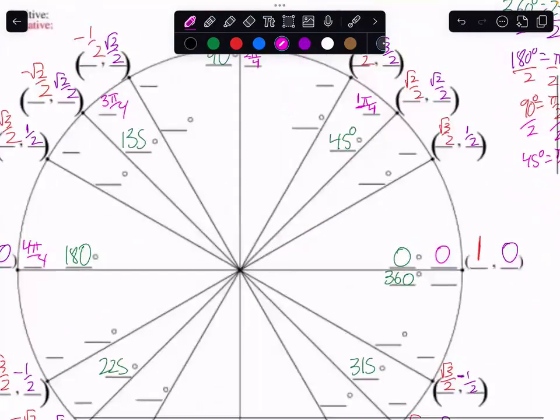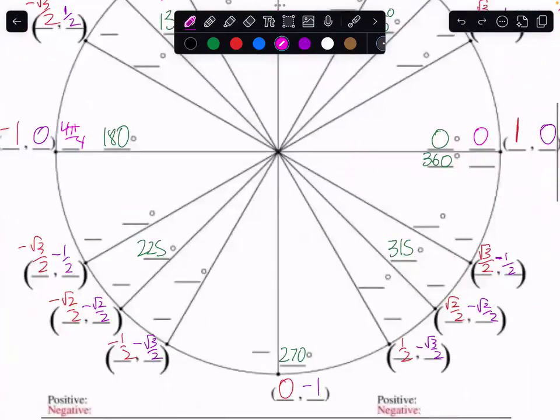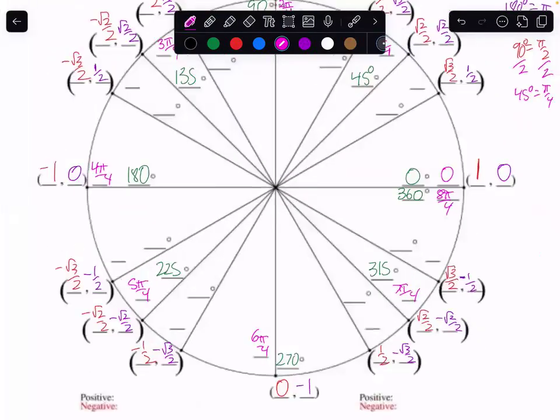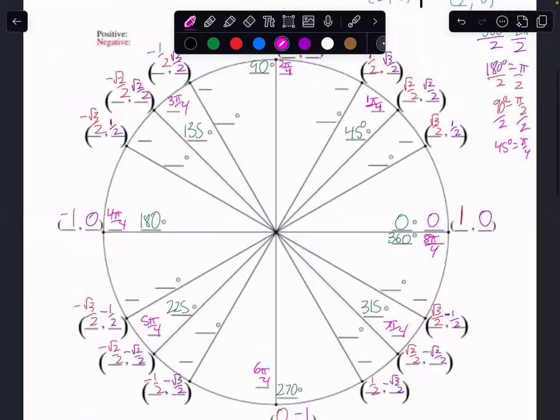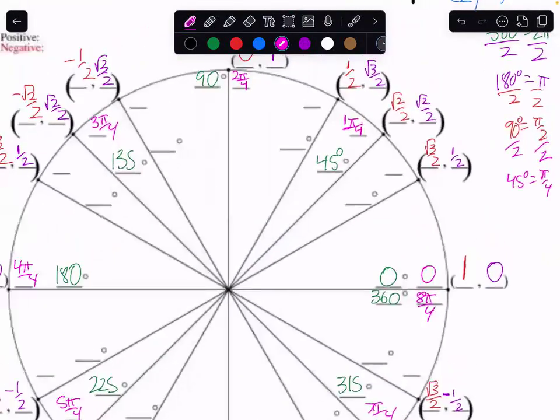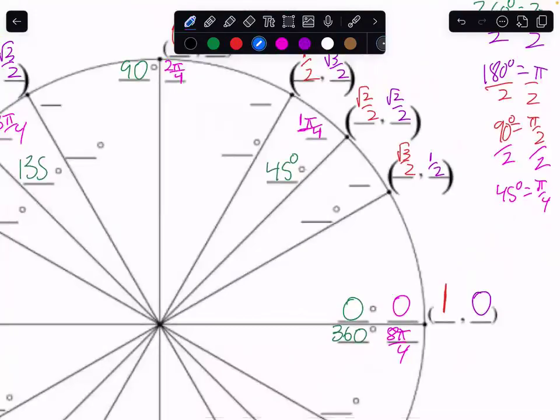You can basically see the numerator is just going up by 1 every time, right? So next up will be 5 pi over 4, 6 pi over 4, 7 pi over 4, and 8 pi over 4. So that's all the multiples of 45 degrees. And now we should remember the other special angle is the 30, 60, 90.